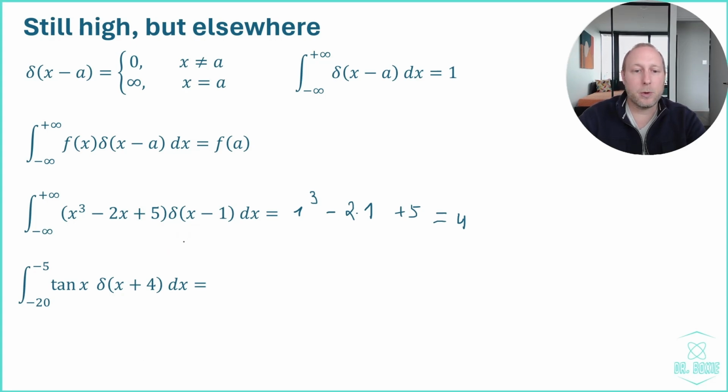Delta of x plus 4 is a delta function peaked at x is negative 4. Well, negative 4 is not in that interval. It's to the right of it. And so the integral gives us 0.